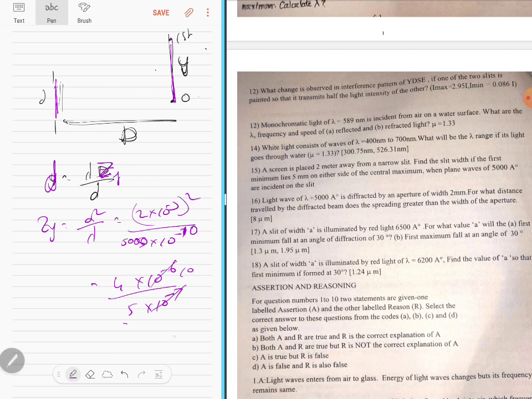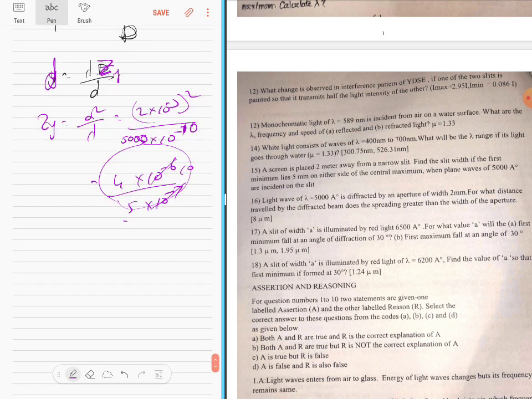2 into 10 to the power minus 3, 5000 Angstrom. I don't think I've made any mistake, and it has to be greater than this. For what distance is the spreading of the diffracted beam greater than the width of the aperture? If it has to be greater than that, then the capital D has to be greater than this distance, so you can write the minimum distance. According to me, it's 8 meters. What have they done? 8 micrometer. That's wrong.